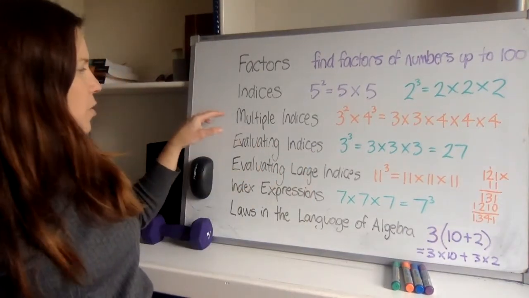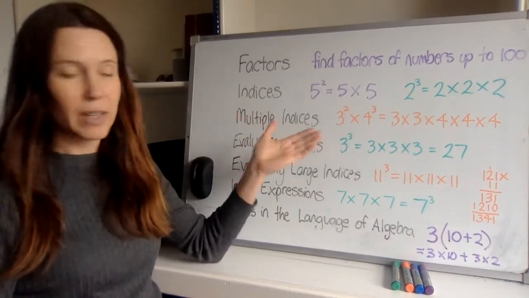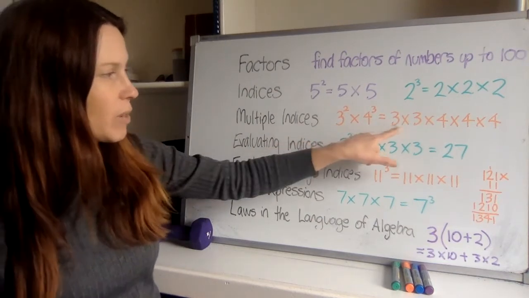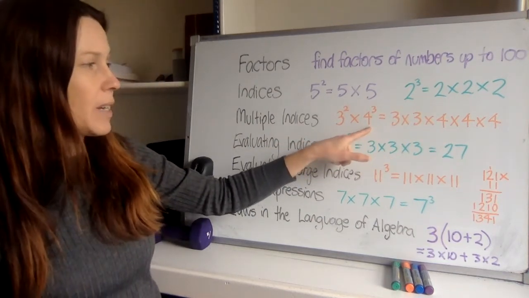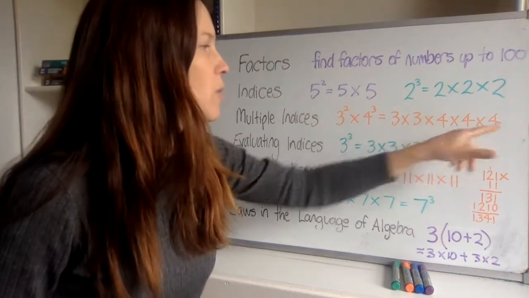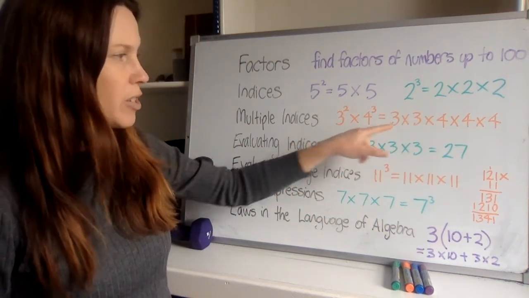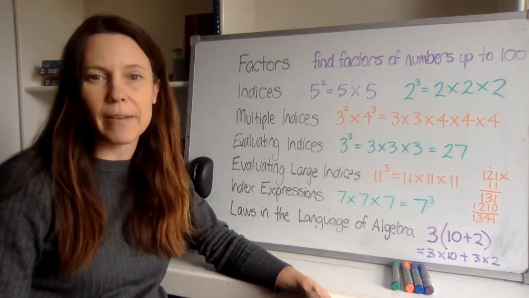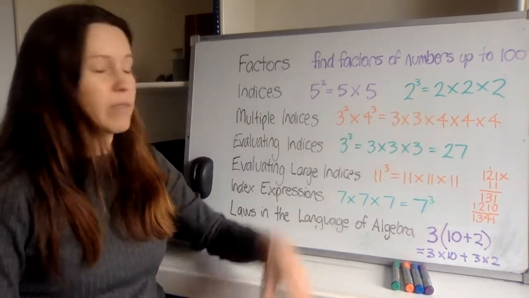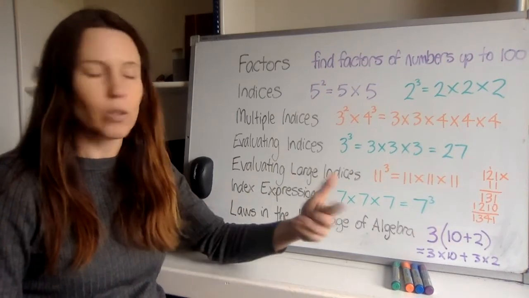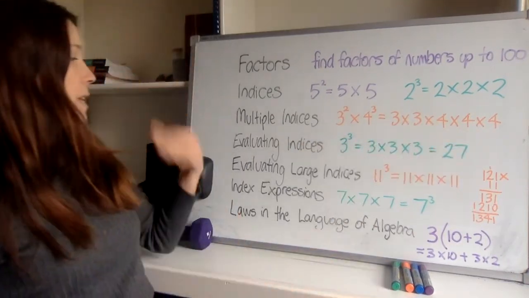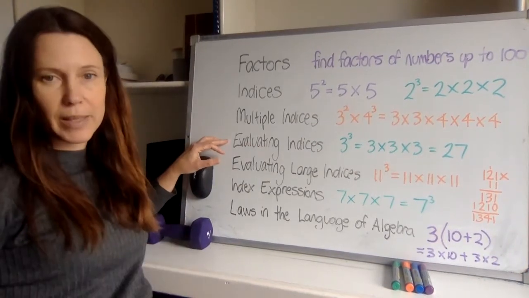After that, you're introduced to multiple indices, where you might get 2 different index expressions. Now this part here is just 3 times 3, and this part here is the 4 times 4 times 4. So if we multiply them both together, it just means we keep on multiplying, and we end up with a whole lot of numbers multiplied together. Again, they're not asking you what this equals, they're just asking you to put it into what we call expanded form.